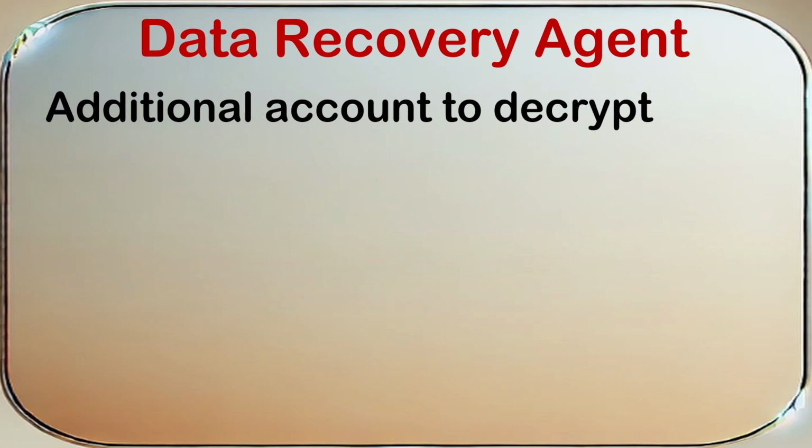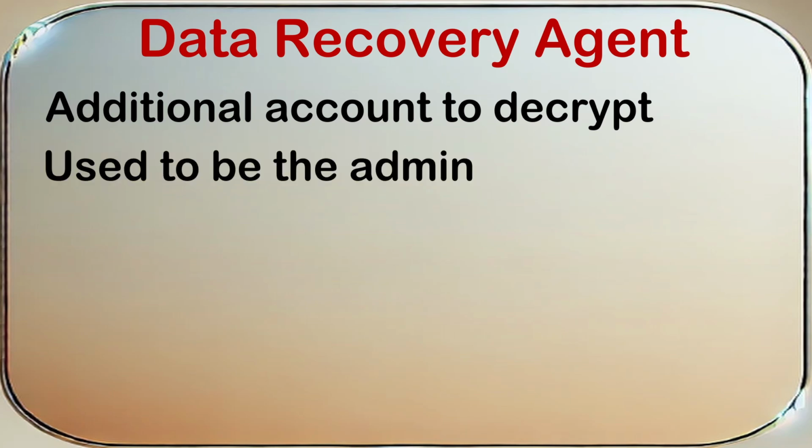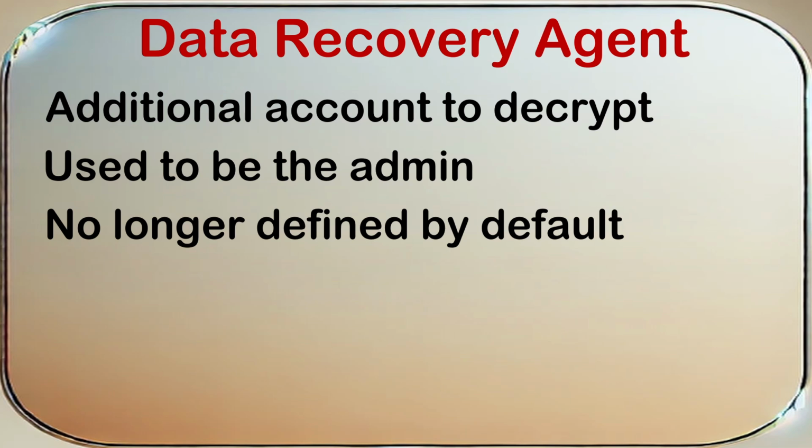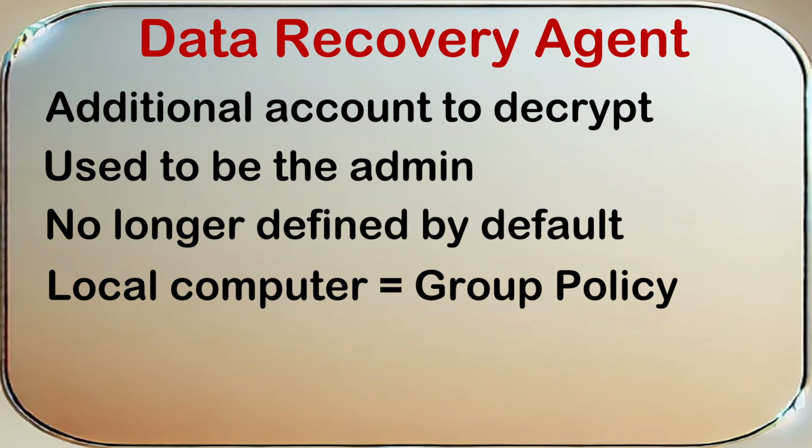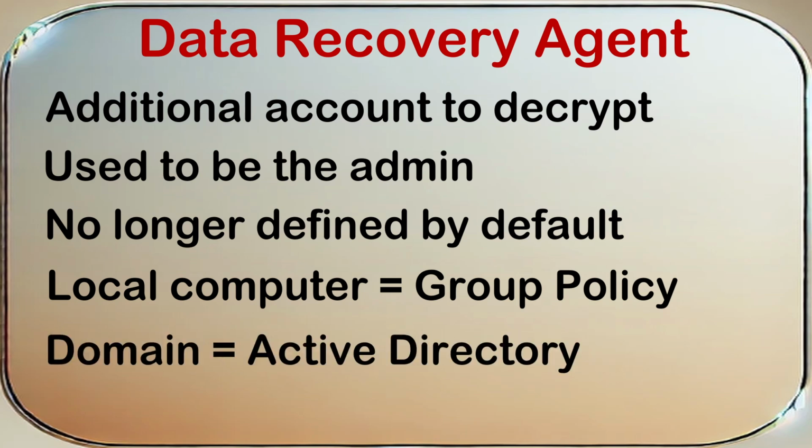In older versions of Windows, the system administrator was automatically configured as the DRA. But in newer versions, the DRA is not automatically defined. Instead, you have to go into group policy on the local computer to set up the DRA. When working on a domain network, the DRA is defined in Active Directory.